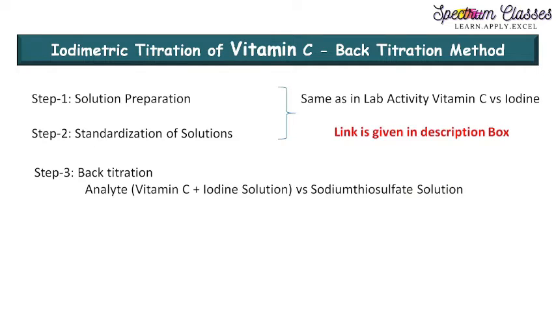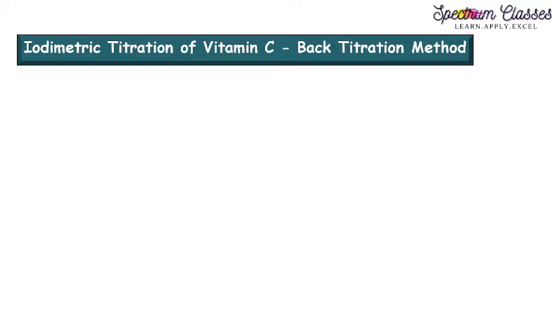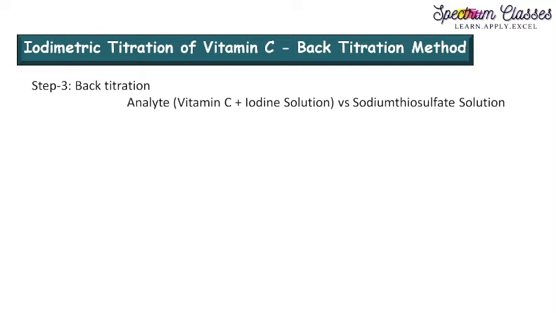Here I will discuss analyte preparation for the back titration method, how we are going to titrate, and what the concept behind this back titration method is, and at last we are going to do the calculation part for the back titration method. So let's start with the video. So here first we are preparing the analyte. In the analyte we are having vitamin C solution plus iodine solution, and we are going to titrate the excess of iodine with sodium thiosulfate solution.